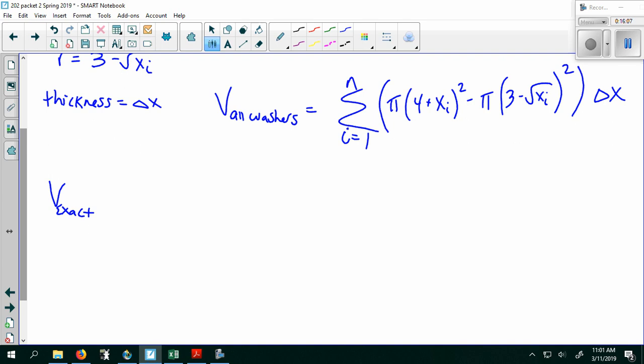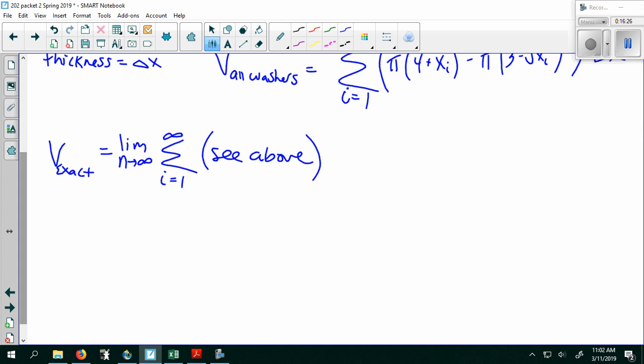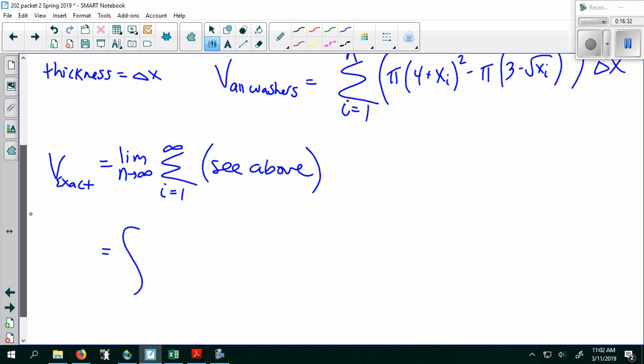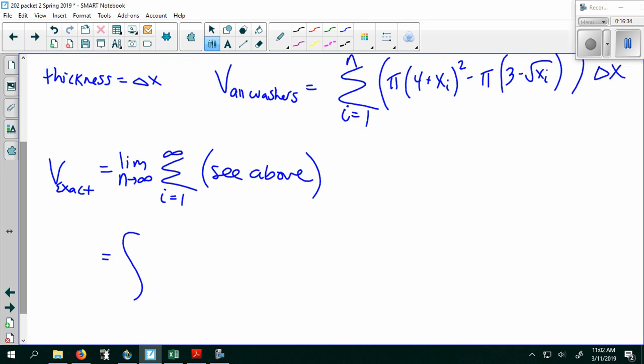so the exact volume is this sum as the limit as n goes to infinity. Not going to write it all out again. And the limit as n goes to infinity of a Riemann sum, that's an integral. That's the definition of an integral. So this is the integral. I'm going to translate a little bit here. We drop the sub i's and we change the delta x to a dx.